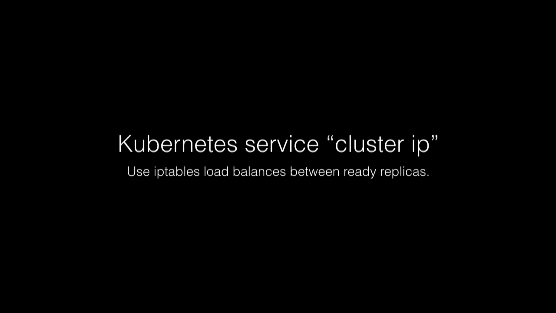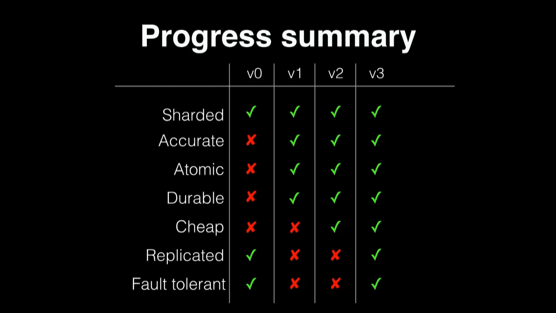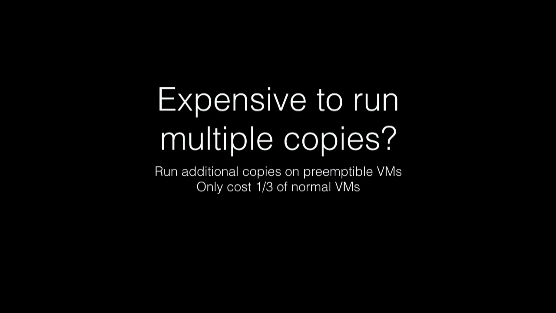And then the local IP tables would ensure that all the accesses would be well balanced across all the replicas. Now, finally, we have this nice set of properties that we want for our distributed databases, and more importantly, it's very cheap. But you may ask, is it going to be very expensive to run multiple copies?